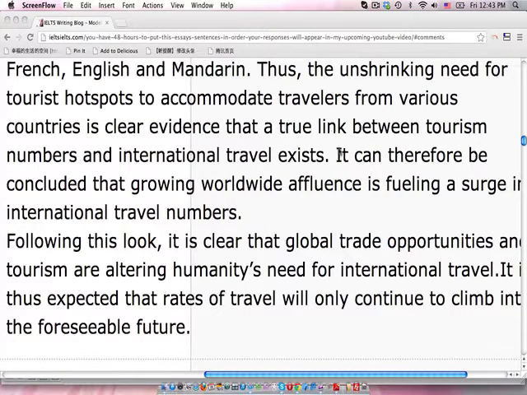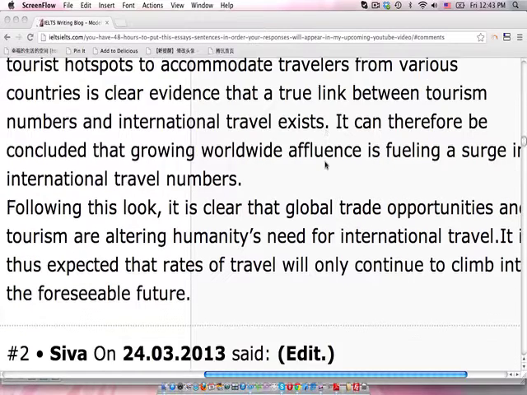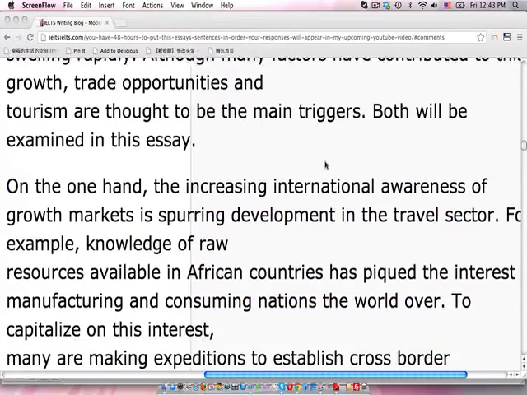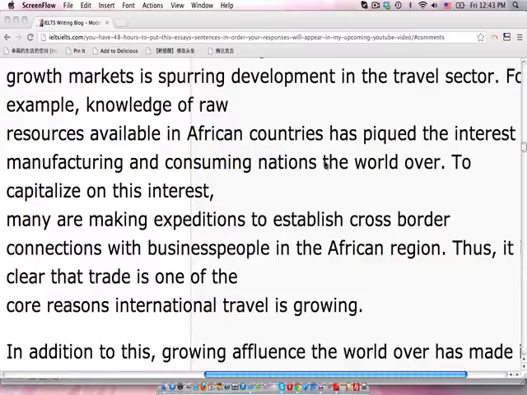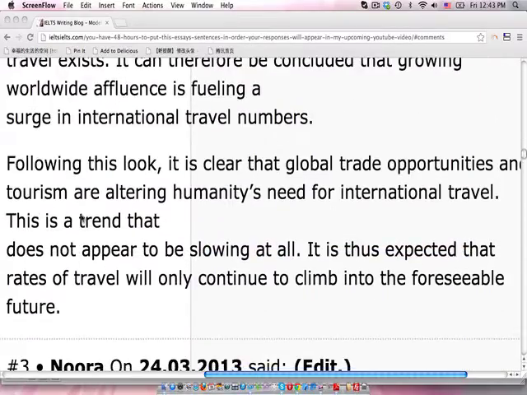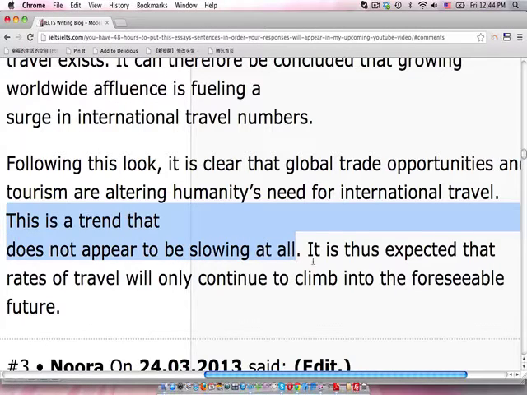I want to talk a little bit about the students that were not 100% accurate in their placing of the sentences. Siva, looks like a good essay. You've separated the paragraphs correctly. All the sentences are in the right order except for one, unfortunately. This one down here: this is a trend that does not appear to be slowing at all. That should be in your introduction paragraph.